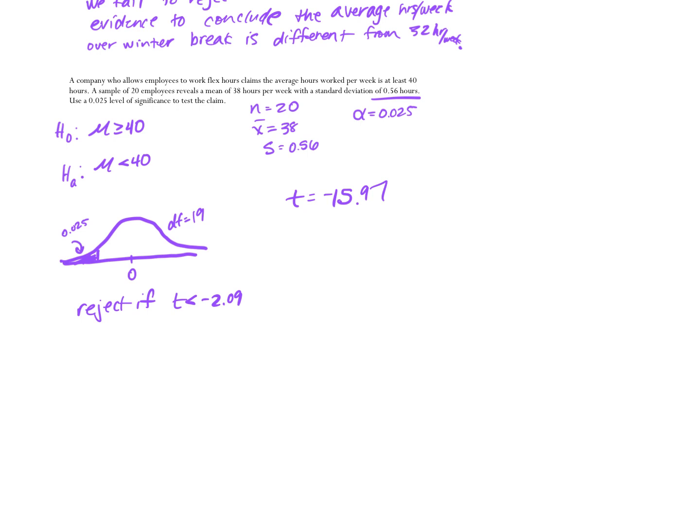Everybody good? So, is that less than negative 2.09? I think so. I think so too. I think so by a large margin. So we would reject the null hypothesis. In this case, we are going against the claim. This sample disproves this claim.